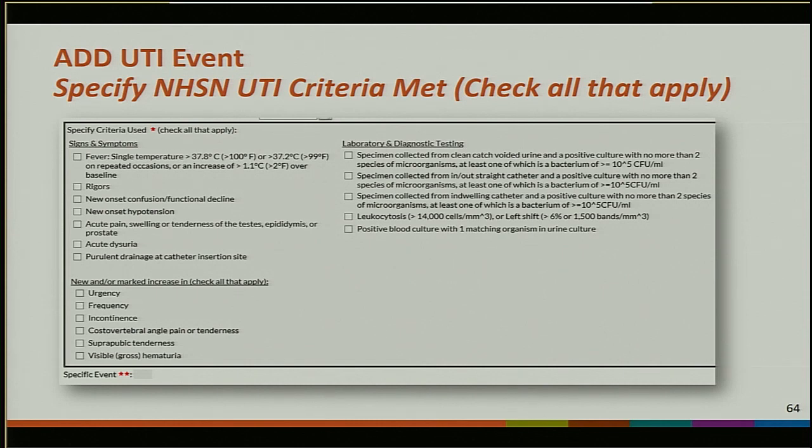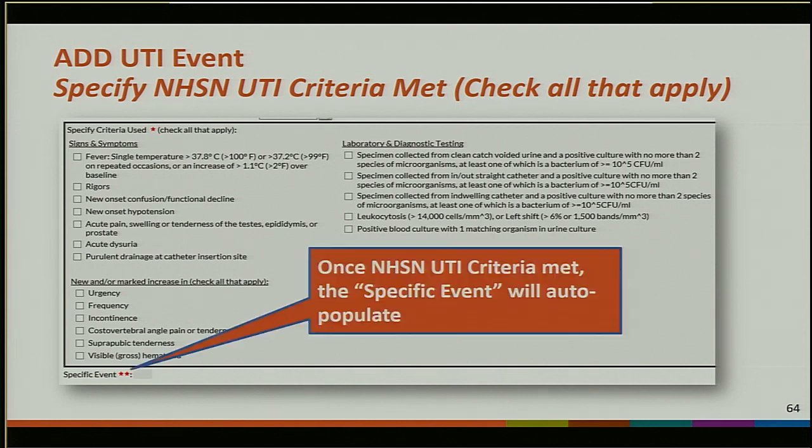Then you're going to scroll down, and this is the next section. So you're going to specify the criteria that you use to meet the NHSN definitions. Now, what I want to point out is this is blank, but down here in the little corner, you see where it says specific event. Notice that's blank because this little section is auto-populated by NHSN. We will identify the type of UTI your resident has based on your selections up here. All right, so it's going to be really important that your selections before you enter up here already meet NHSN criteria.